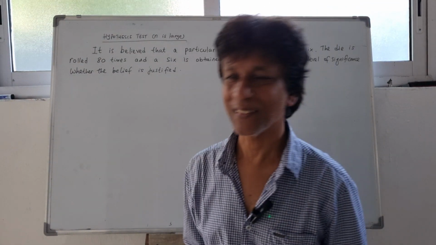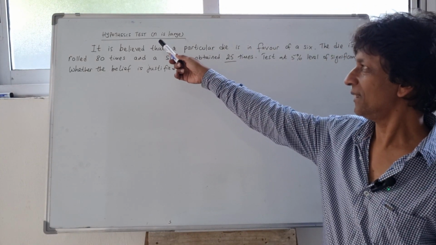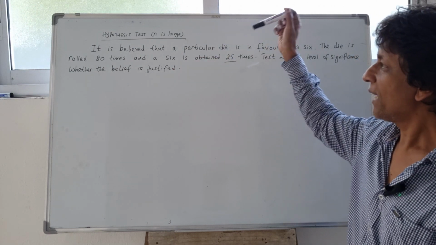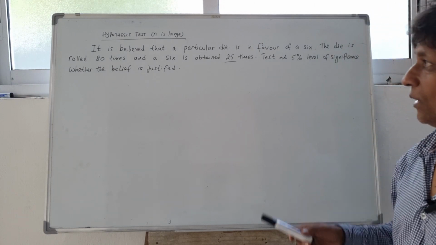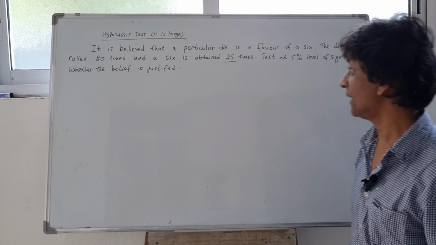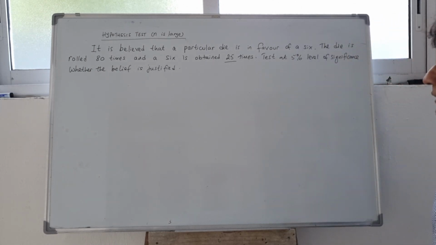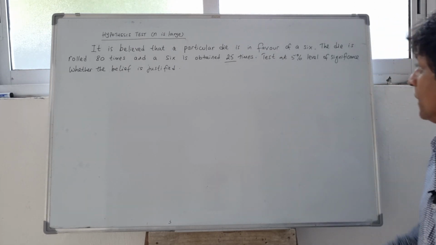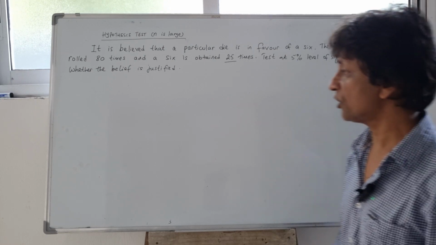Hello, as promised, we are going to work out a question based on hypothesis testing when n is large, and we're going to be moving away from a binomial distribution to a normal distribution to carry out our hypothesis testing. Now, it is believed that a particular die is in favor of a 6. The die is rolled 80 times, and a 6 is obtained 25 times. We need to test at 5% level of significance whether the belief is justified.